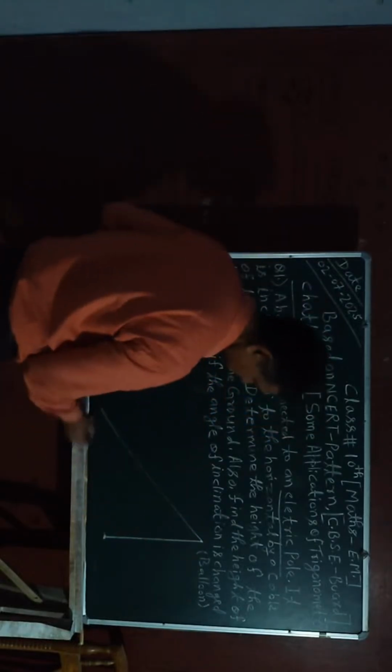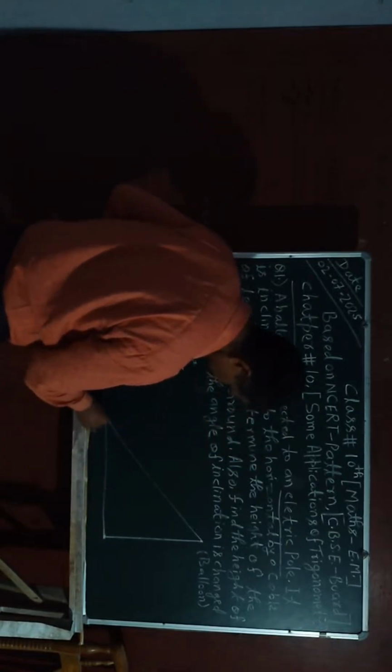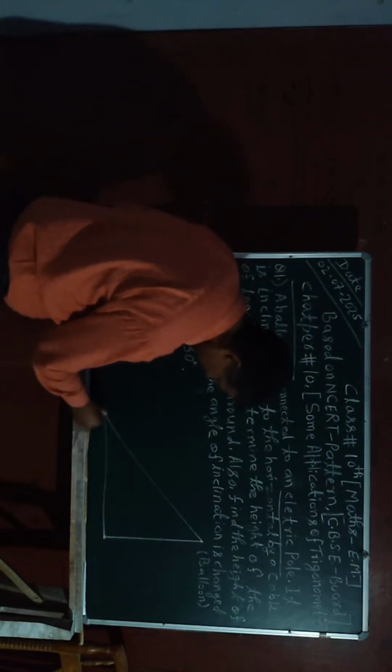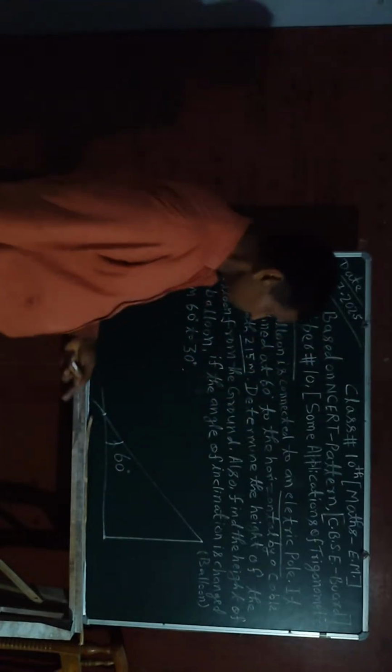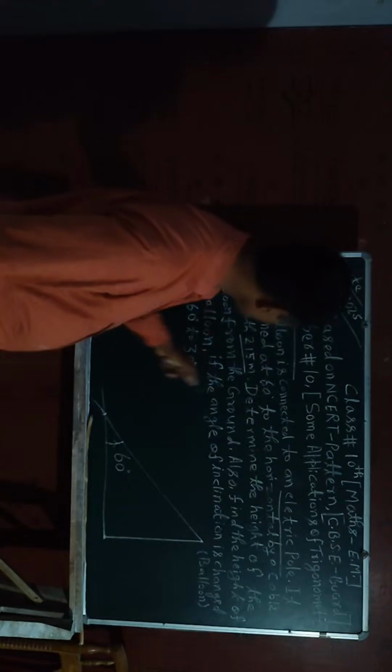Now this balloon is also inclined at 60 degrees. Now I will draw one line which is parallel to the ground level, and then I will get a point here, and that point is also on the ground. This angle of inclination is 60 degrees, so here I have to write 60 degrees. Okay, now this length is given how much? 215 meters.